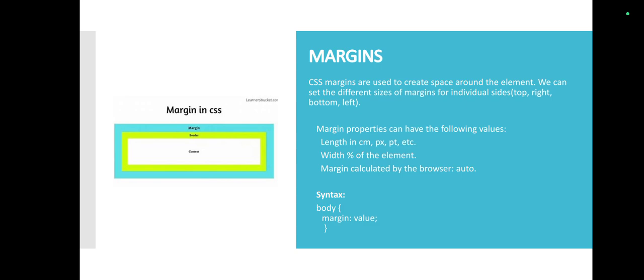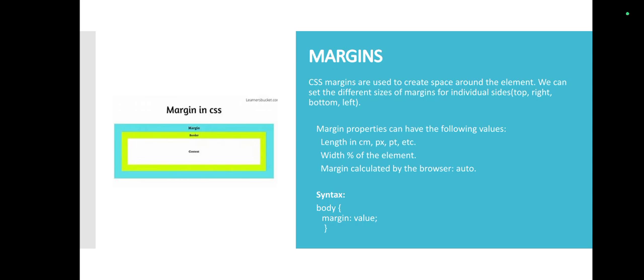Now we will learn about margins. CSS margins are used to create space around the element. We can set different sizes of margin for individual sides like top, right, bottom and left. Like we can see in the diagram, margin is a space outside the border.